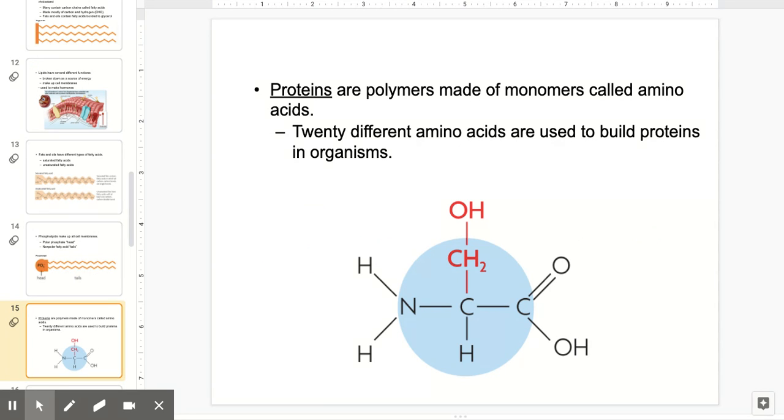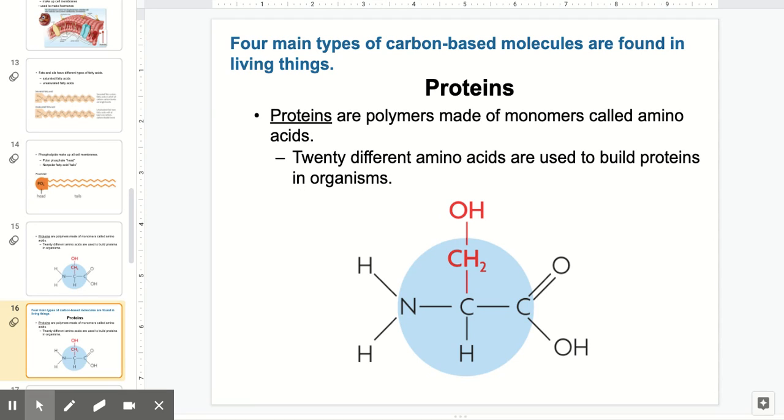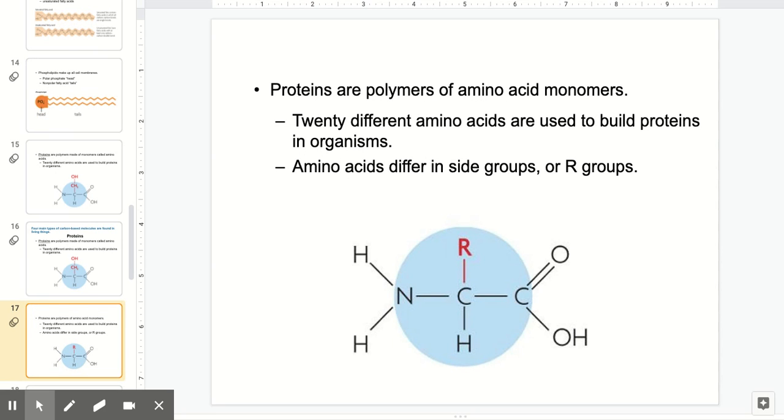Next up, we're talking about proteins. Proteins are familiar to us because we learned about them when we talked about enzymes, and also when we talked about gelatin and jello and the structural protein collagen in the gelatin. There are 20 different amino acids that make up proteins. Amino acids are the monomers that make up the polymer called a protein. Proteins are also known as polypeptides.